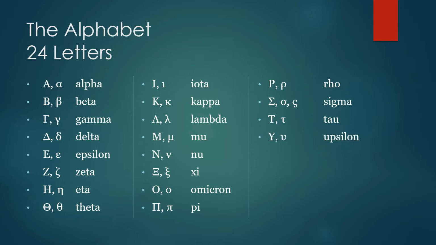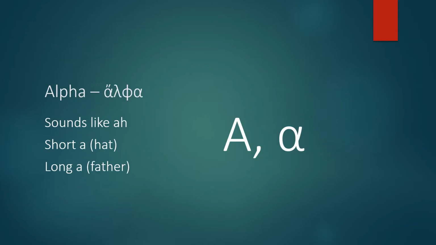There's tau, upsilon, phi, chi, psi, and lastly, omega. And I hope with mentioning all these different letters by name, I don't get a warning on my account for certain current events. But yeah. So let's go over all the letters individually.